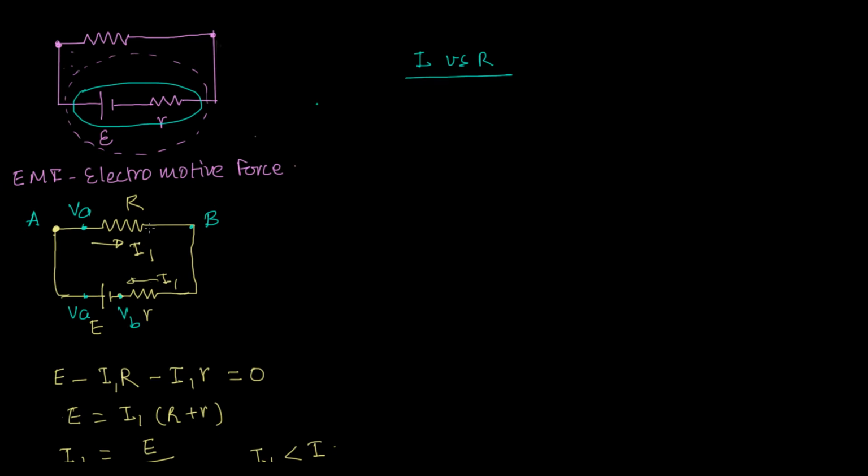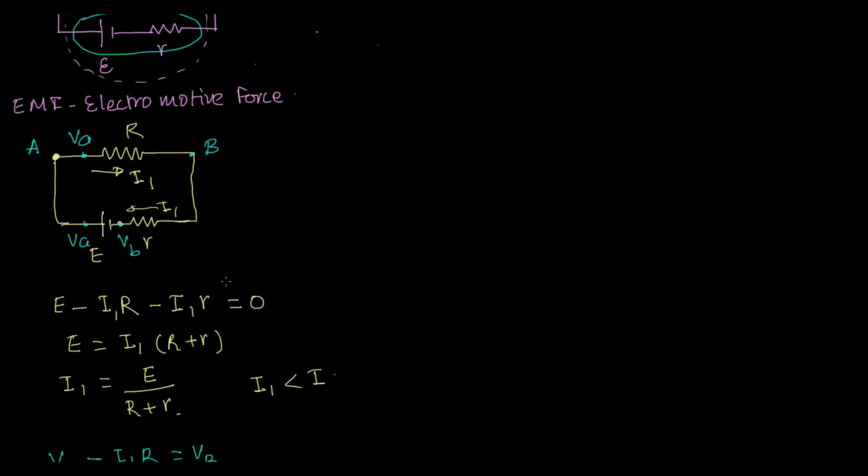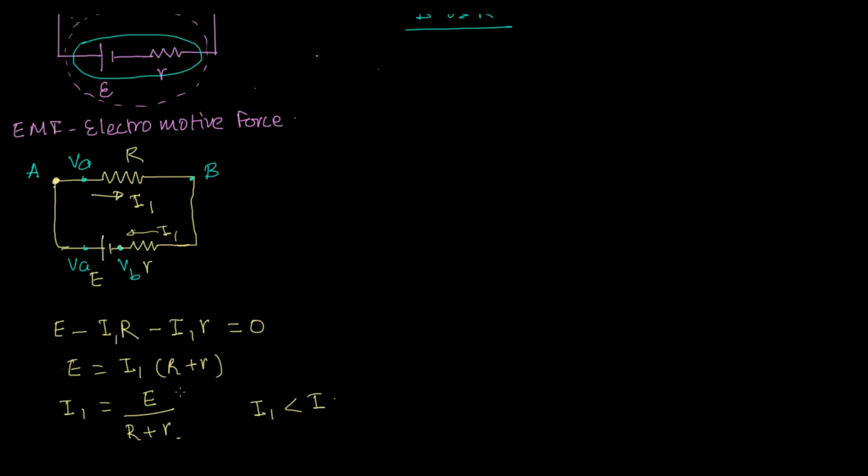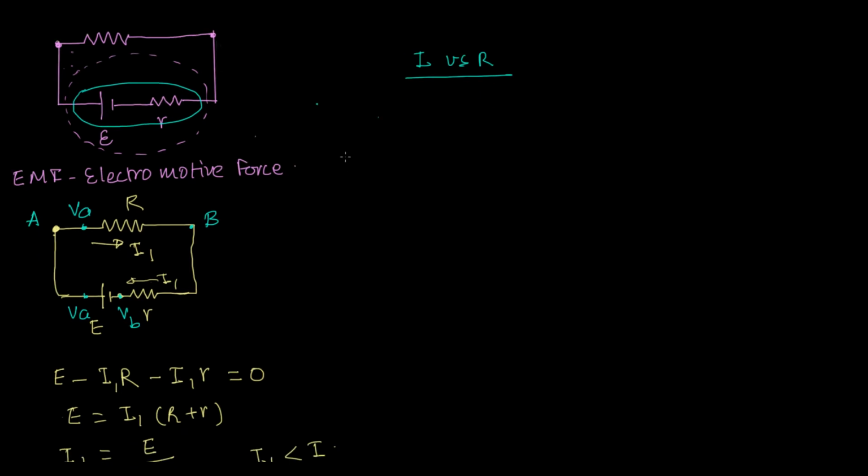Okay, how do I do that? As I change this R, I want the current change that will happen. Okay, so let's write the equation. We had seen that this I1 is nothing but E upon R plus r, right? So I, I now name it I, is equal to E upon R plus r.